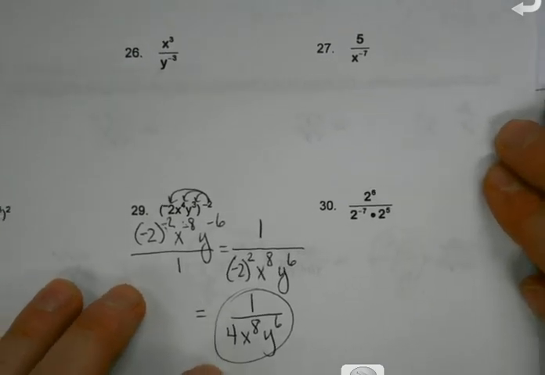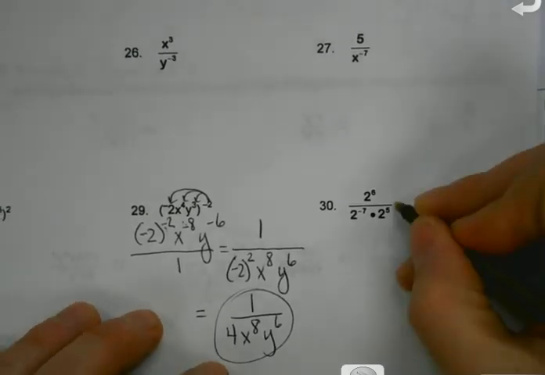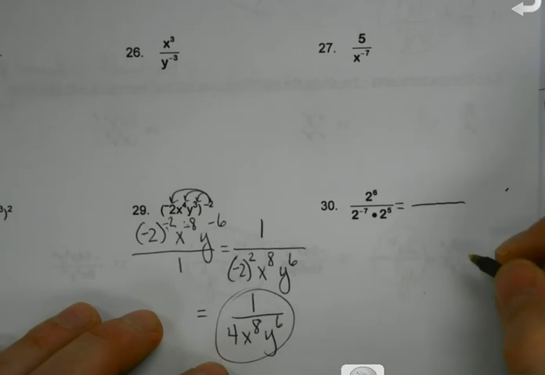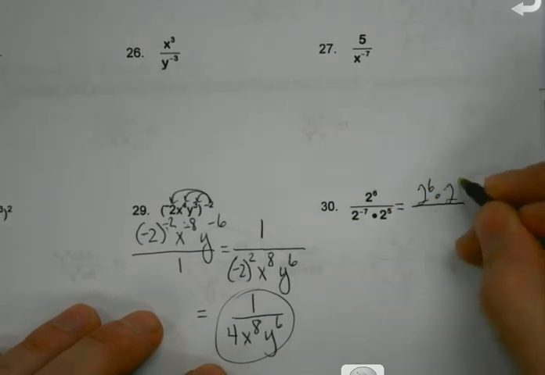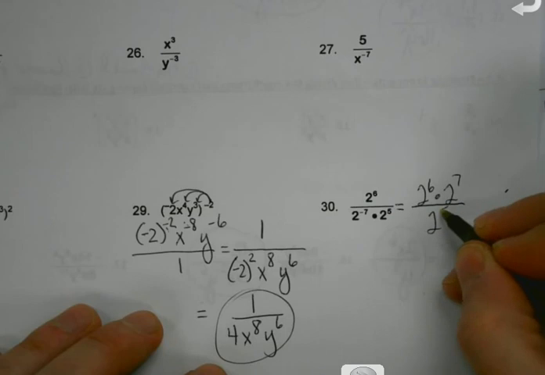So let's look at 30. Do I need to do any flipping? Okay, only one of them. Which one? 2 to the negative 7th. So 2 to the 6th gets to stay. 2 to the negative 7th flips up. 2 to the 5th stays where it's at.